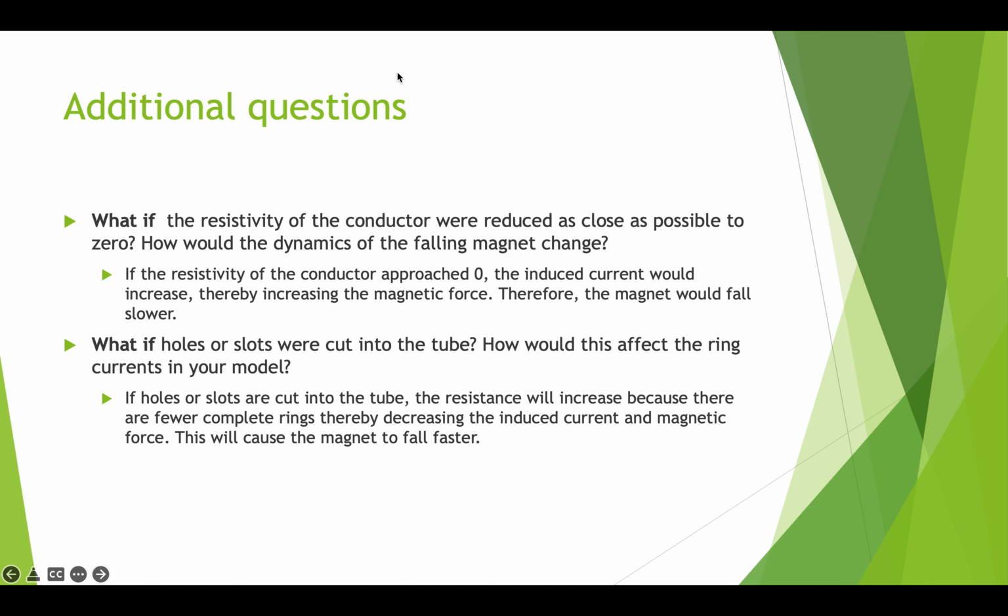The additional questions are, what if the resistivity of the conductor was reduced as close as possible to zero, and how would the dynamics of the falling magnet change? If the resistivity of the conductor approached zero, the induced current would increase, thereby increasing the magnetic force, and therefore the magnet would fall slower.